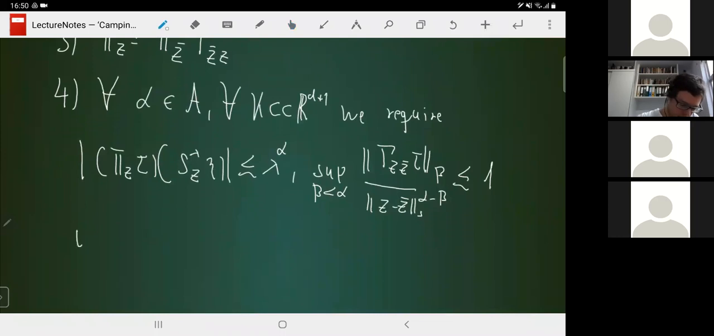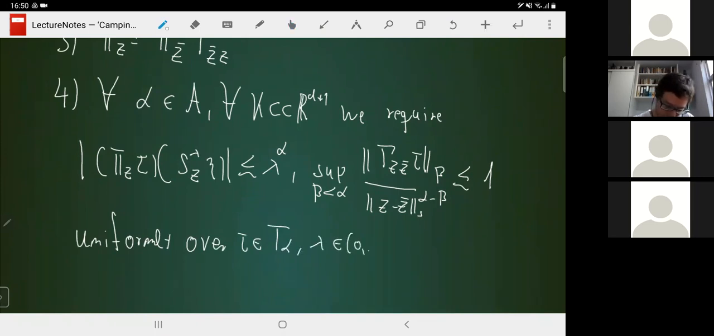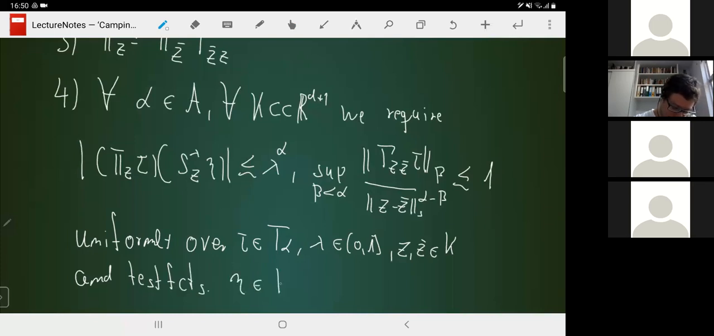So uniformly over tau in T alpha, lambda between 0 and 1, z, z-bar in K, and test functions eta in B_R, where R is minus the minimum of A.